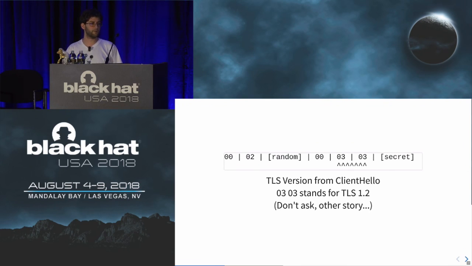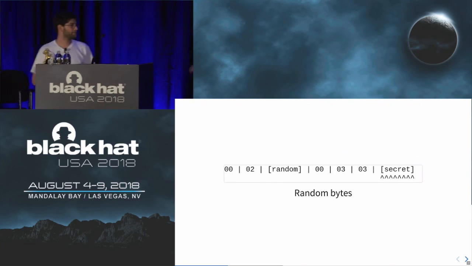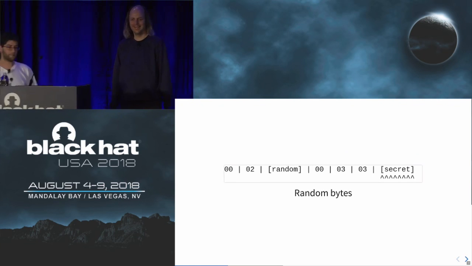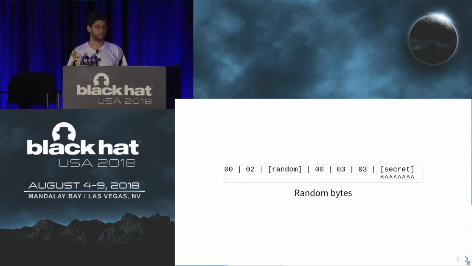Now you see here this has 0303. That naturally stands for TLS 1.2 because, yeah, it just does. Yeah, and TLS versions are a thing. We could give a whole talk about TLS version numbers. But that's not the topic of the talk today. The topic is more about this secret data here. These random bytes at the end, this is the pre-master secret in this case in the client key exchange.